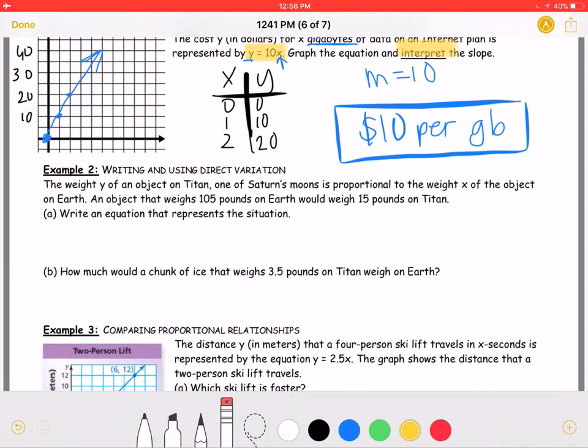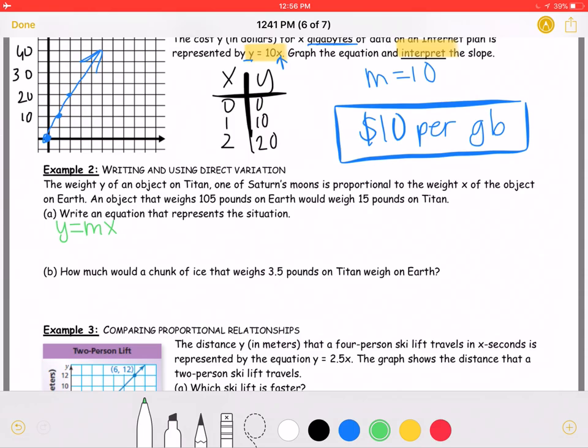Next, example 2. The weight y of an object on Titan, one of Saturn's moons, is proportional to the weight x of the object on Earth. An object that weighs 105 pounds on Earth would weigh 15 pounds on Titan. We want to write an equation that represents the situation. When we write an equation, it's going to be in y equals mx form.